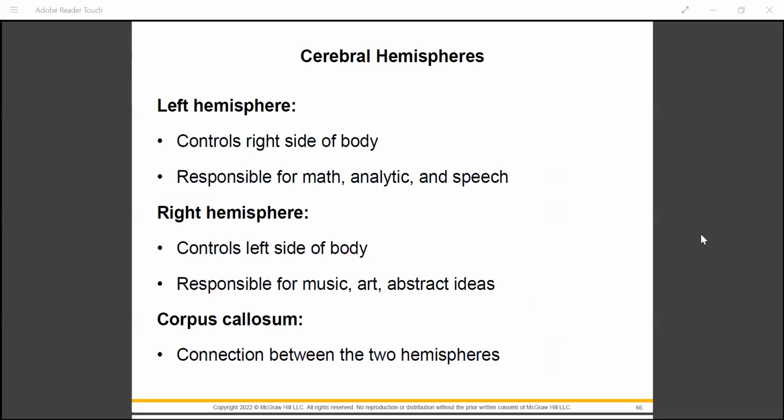And then in our left hemisphere, we see higher activity when we're doing things like math, analytics, statistics. Speech is also contained over on that left half. And then the right hemisphere is known for more of the artsy, creative side of things, like music, art, other abstract imagination, creative ideas. And then we have our corpus callosum, which is the connection between the two hemispheres.